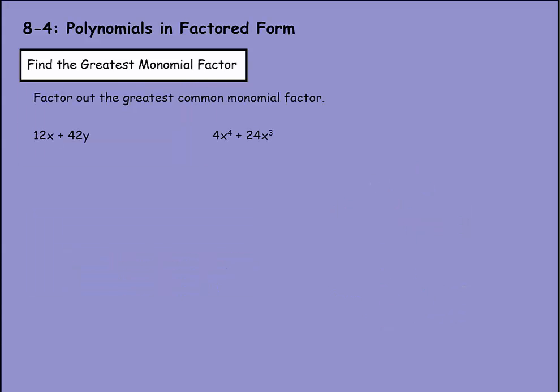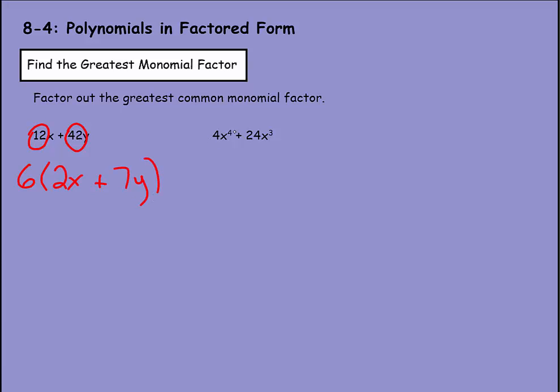Before we start solving equations, we need to be able to factor out the greatest common monomial factor. I have 12x plus 42y. So in this situation, I'm looking for any monomials that would go into both of these. Well, this one's x and this one's y, so we're kind of stuck there. But I have a 12 and I have a 42, and I know that 6 goes into 12 twice, and 6 goes into 42 7 times. So I'm going to factor out the 6 from both of these. So I'd have 6 on the outside of the parentheses. On the inside of the parentheses, I would have 2x plus 42 divided by 6 is 7y.